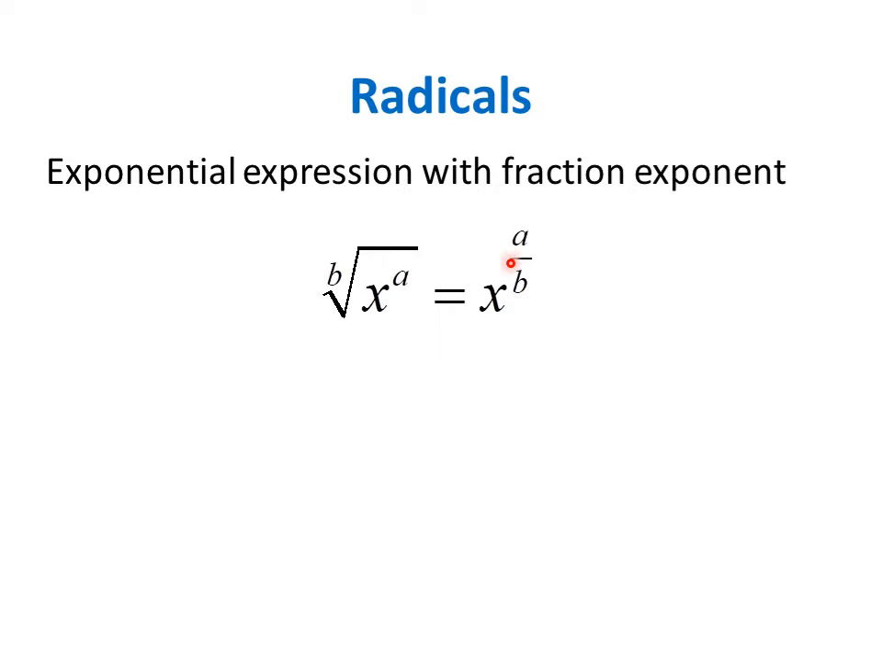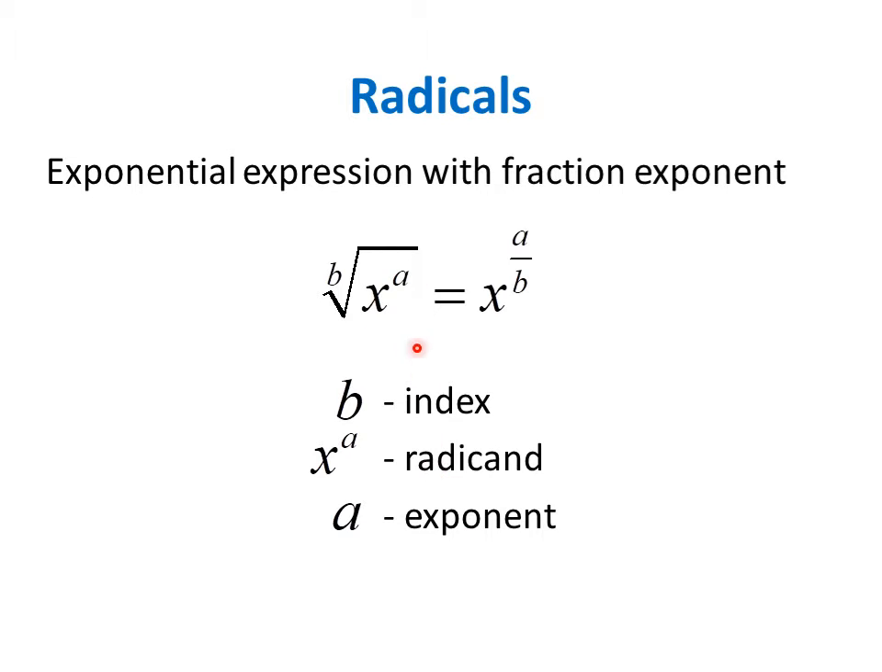Now we can rewrite this exponential expression into this radical expression, which is read as the bth root of x to the a. In this radical expression, b, which is written on the upper left of the radical symbol or radical sign, is what we call the index. X to the a, which is the expression inside the radical sign, is the radicand. And of course, a is the exponent of the variable in the radicand.